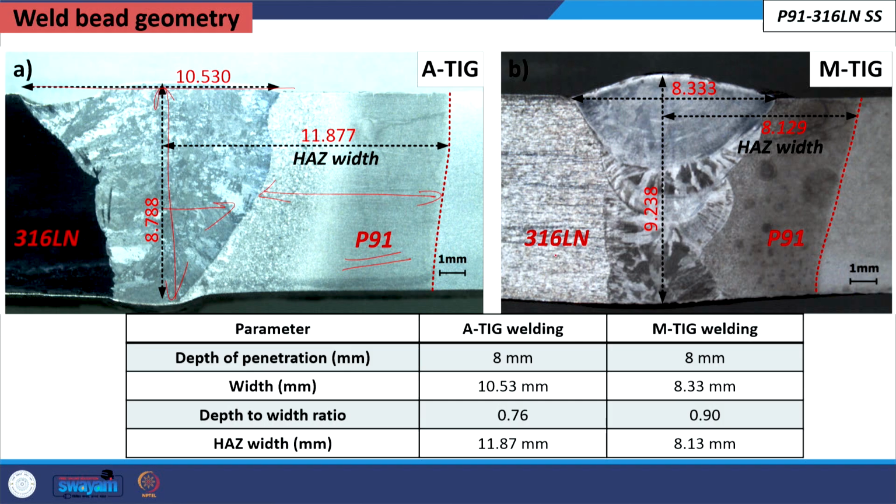What happens when the multi-pass is used? Multi-pass uses very low heat input, so the width of the weld is relatively narrow compared to the A-TIG, because we use less heat input in the multi-pass. The depth to width ratio is 0.9, and the HAZ width here is 8.13, which is less as compared to that of the A-TIG. A-TIG uses a higher heat input as compared to the multi-pass.